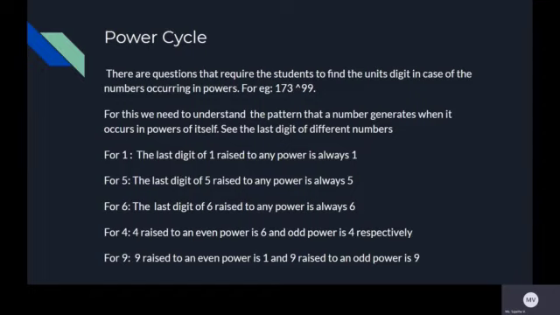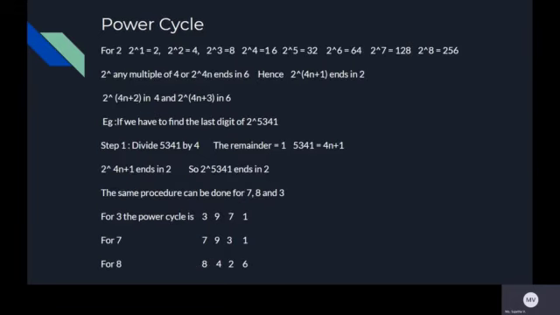Now we are left with 4 numbers, that is 2, 3, 7 and 8. What about those numbers? Let's see, they are special numbers. Their power cycle follows a certain pattern. Let's see what is the pattern that they follow.